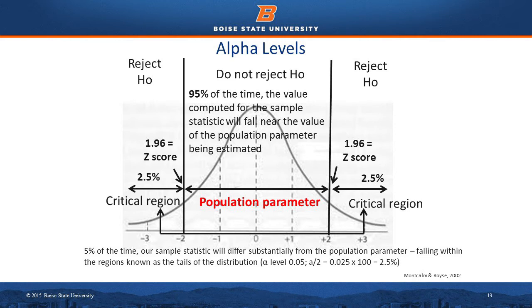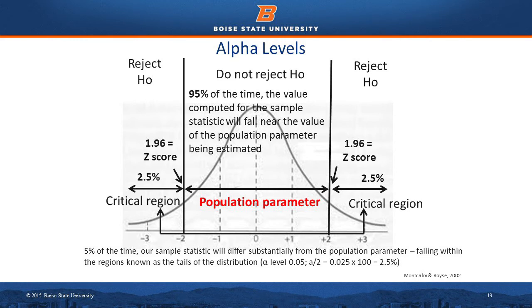We can also say that 95% of the time, the value computed for the sample statistic will fall one z-score above or below the mean. A z-score of 95% for the values equals 1.96. 5% of the time, our sample statistic will lie outside the population parameter, or what is called the critical region.